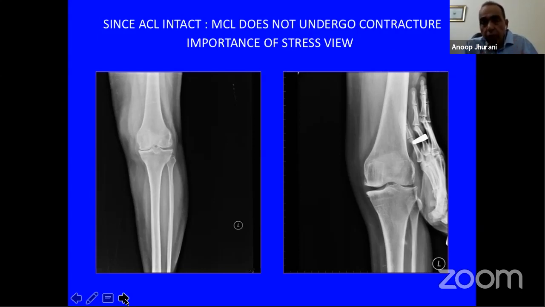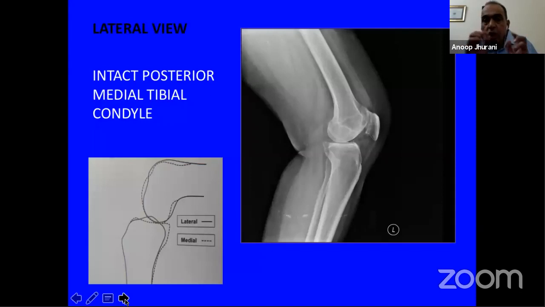So that's very important. Let me just repeat and re-emphasize. You take a valgus stress in 20-degree flexion. If the knee opens up with normal cartilage space, unlike a weight-bearing film like the two you see here, that means there is no MCL contracture, the ACL is also intact, and this is a good case for a uni. Moreover, the medial tibial condyle should be intact, and you can make that out on the X-ray.